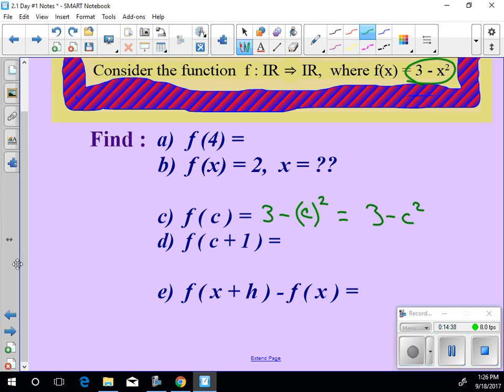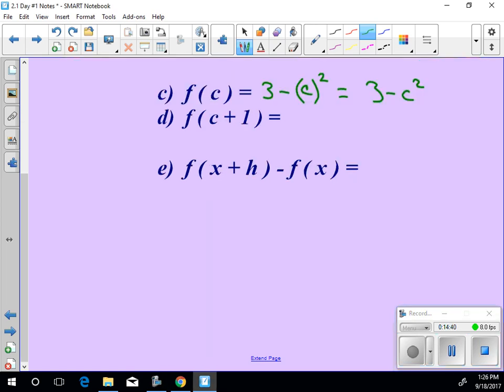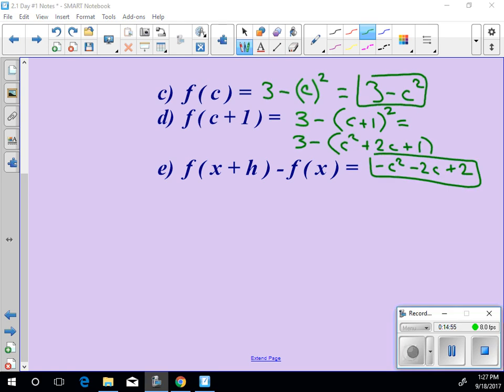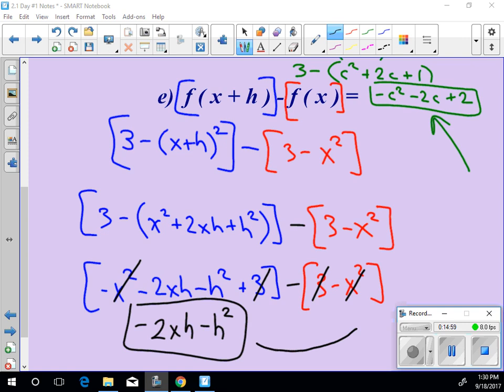In part D, I only have 20 seconds left, so this is going to be interesting. I'm going to take, and instead of plugging in x, I'm going to plug in c plus 1. I'm going to square that. Well, that's going to take some work. I got a FOIL, right? Our favorite four-lettered F word, FOIL. Yeah. Okay. Pause. That's your answer. Children, this is your answer.